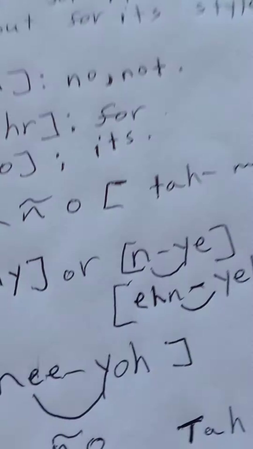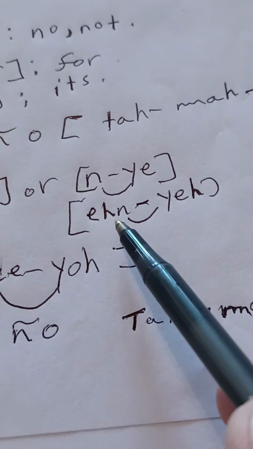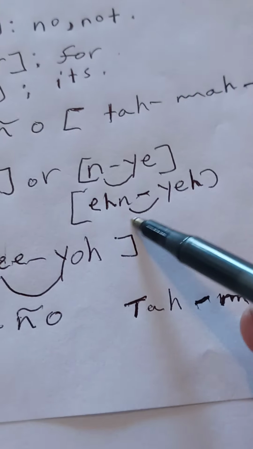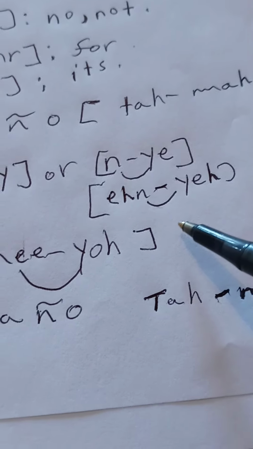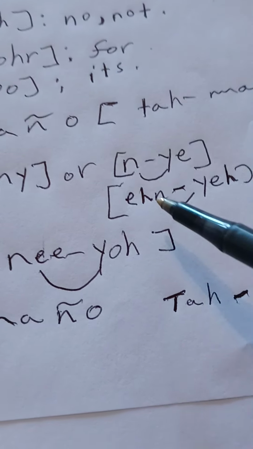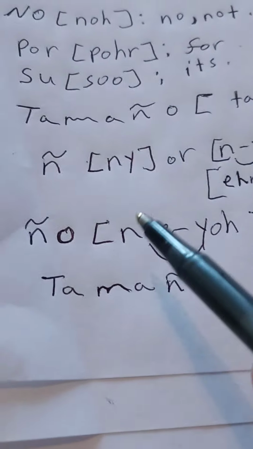So N with a little wavy line is now an ny or nyoh. The wavy line with the N is an nyoh. Now, see that little hook right here? It blends in. You don't say N, you say nyoh.